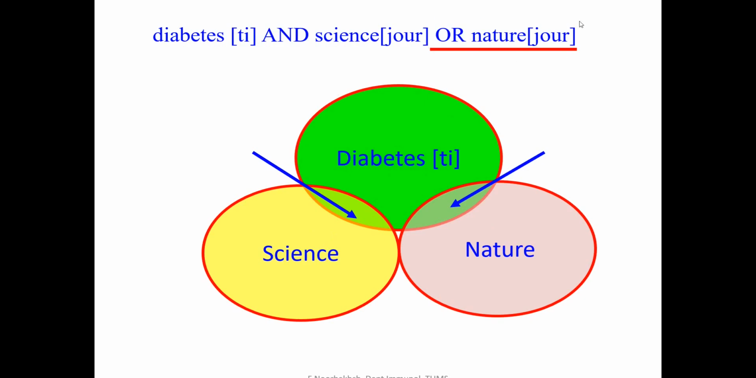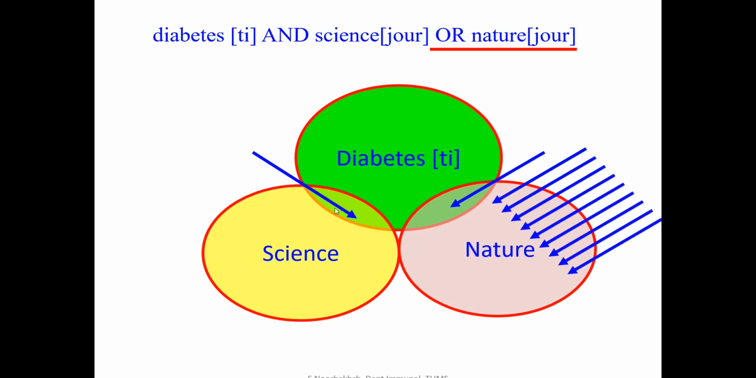is sort of applied after the AND operator has finished its job. So the way that this works is that all articles that have diabetes in title are intersected with all the articles that have been published in Science. So the ones in here would be found. Then all of the articles in Nature will be added to them. So OR in here means the union of the Nature journal with the previous articles. And this is not what we intend to do.